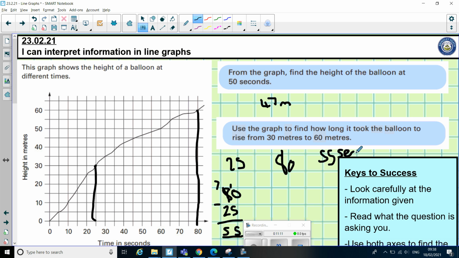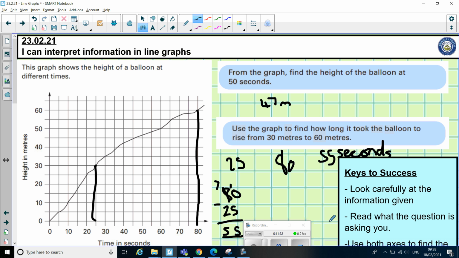Okay, it's not 55 metres, because the question said how long it took. Okay, it took 55 seconds, because at 25 seconds it was already at 30 metres, and then at 80 seconds it was at 60 metres, and the difference between those then is 55 seconds.